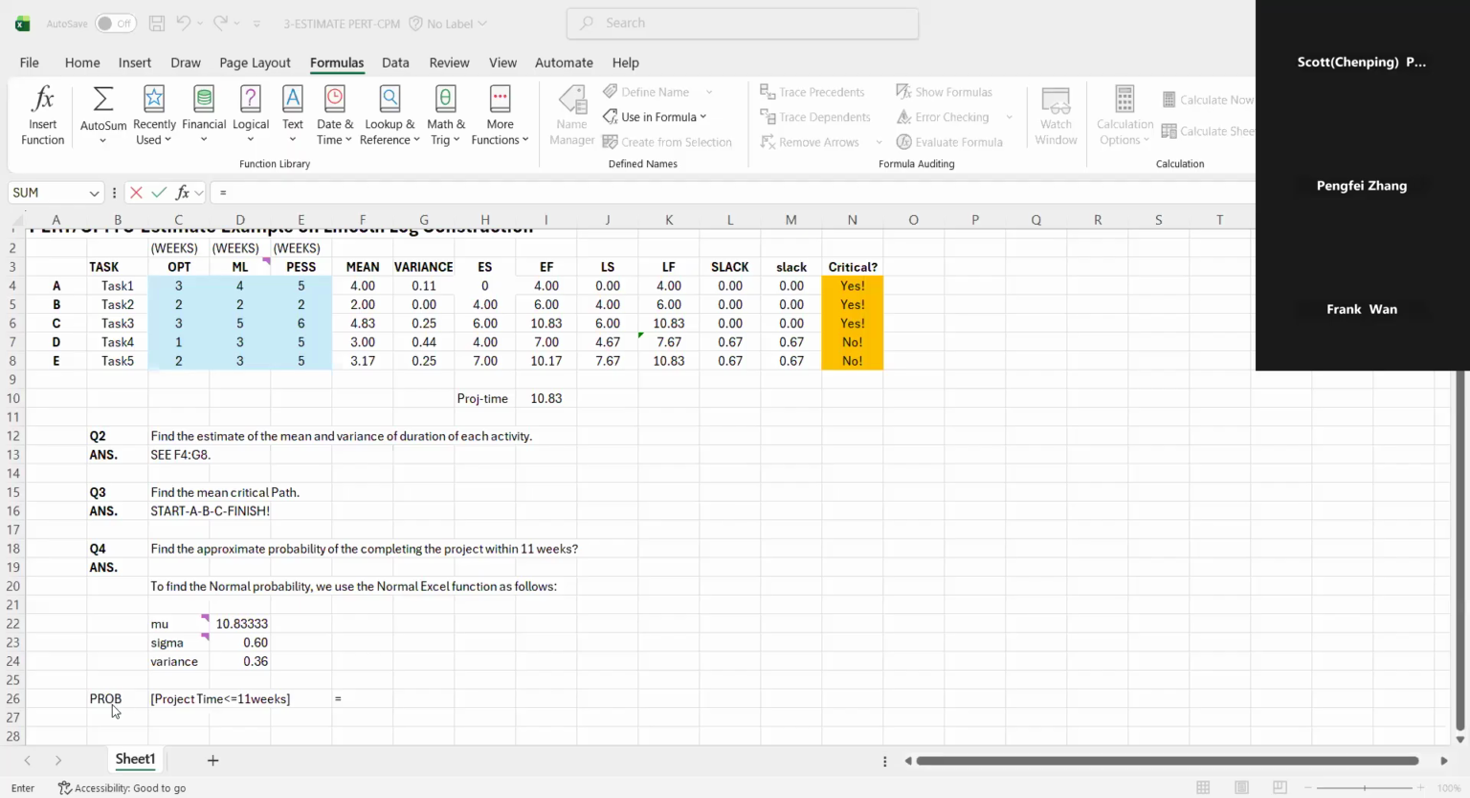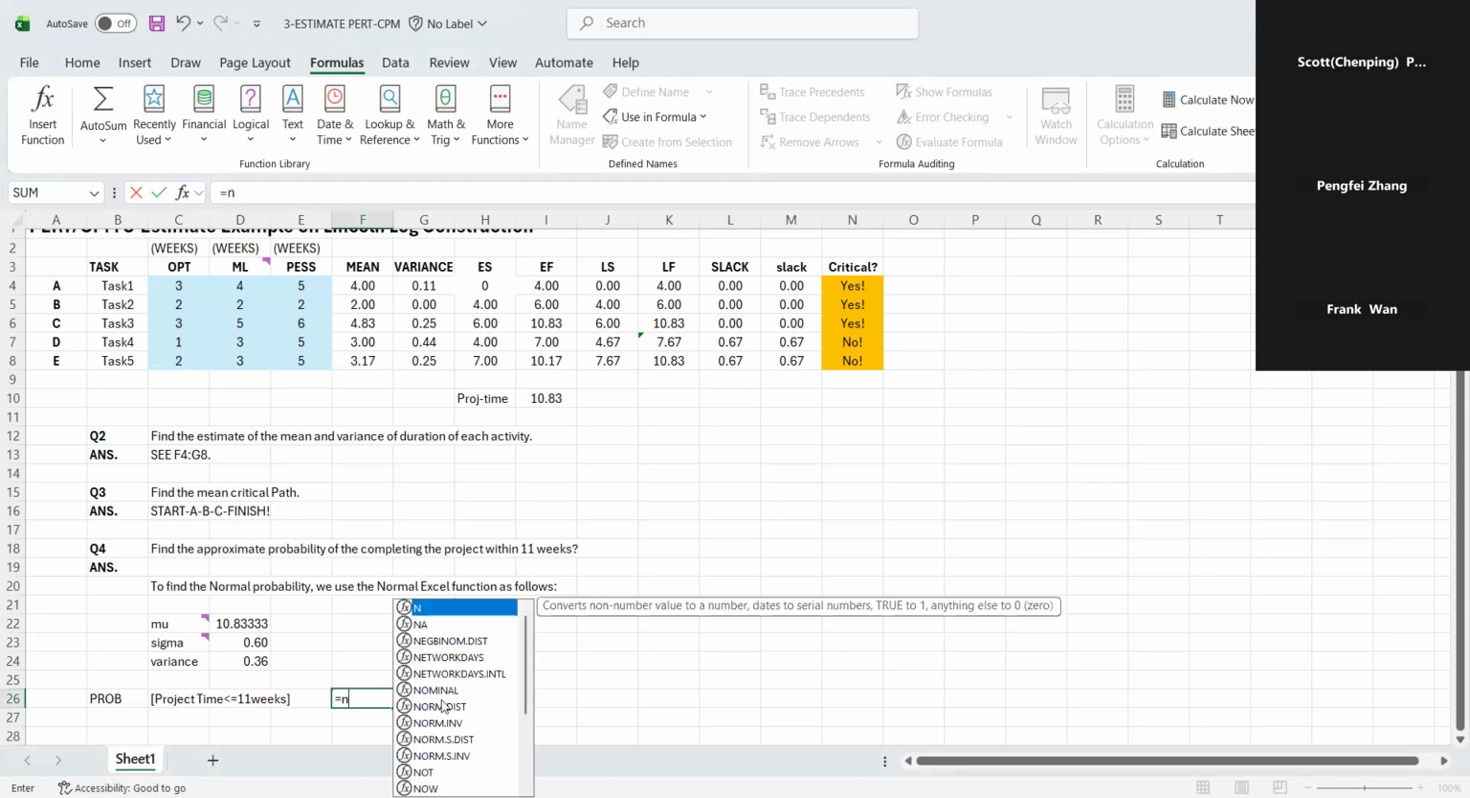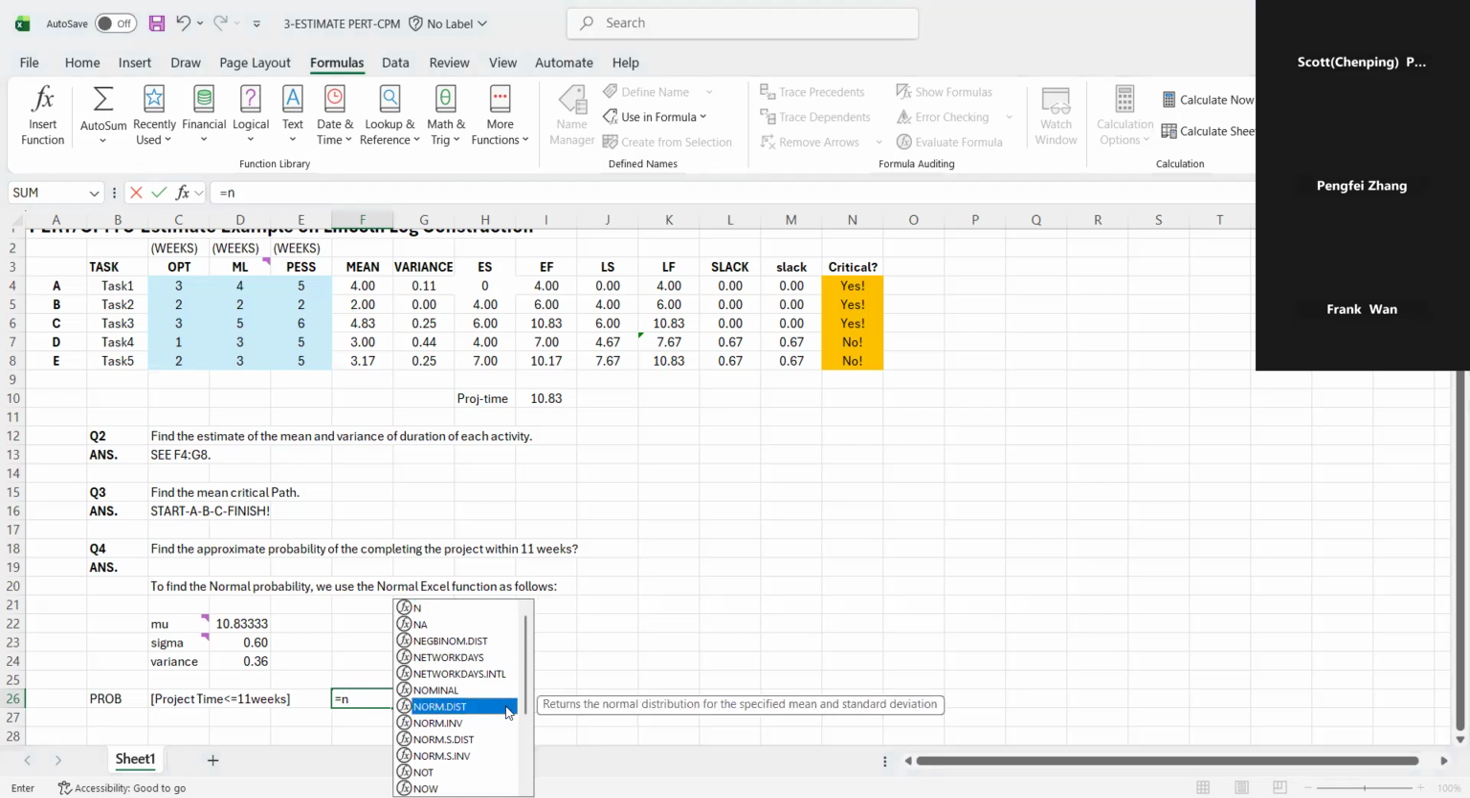So look at here. The probability that project time is less than or equal to 11 weeks, for that probability we're going to use the normal distribution function. This is for standard normal, and this is for normal. If you use NORM.S.DIST, that means you standardize to Z-score already. Now we did not do so, so we use NORM.DIST. We use this one.